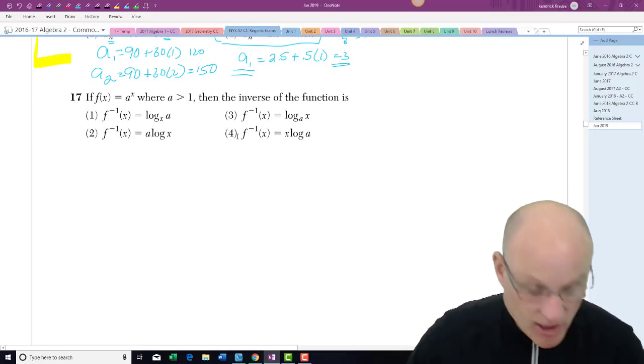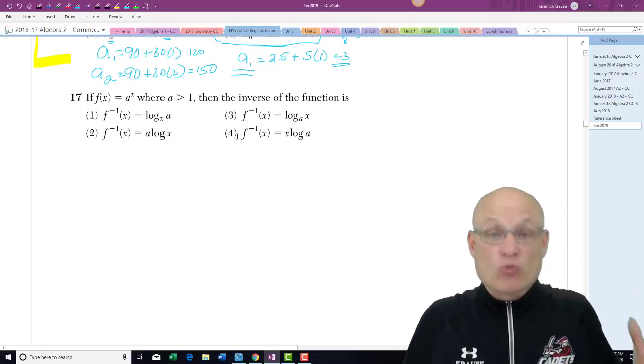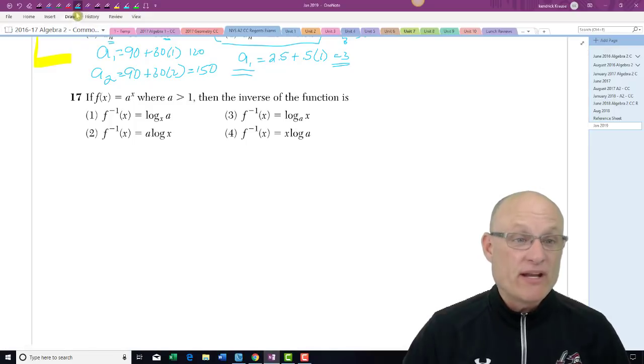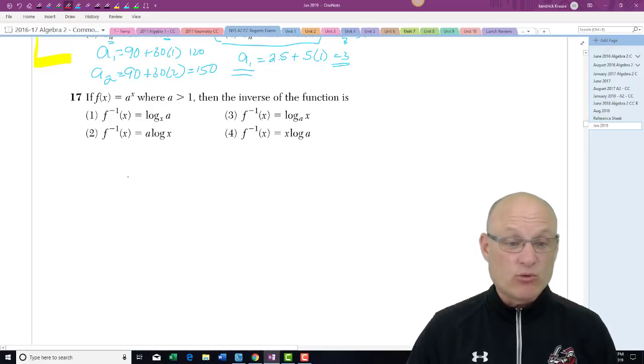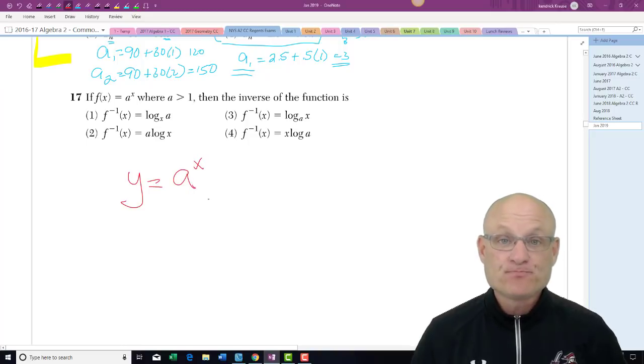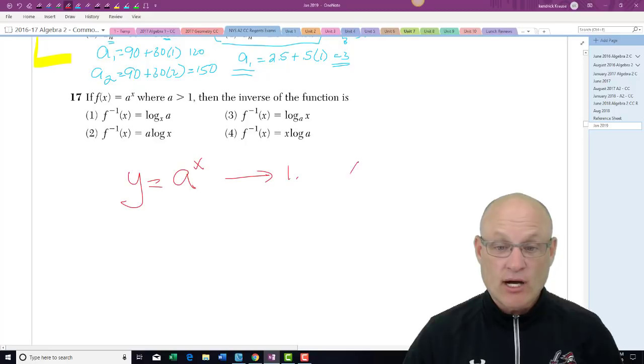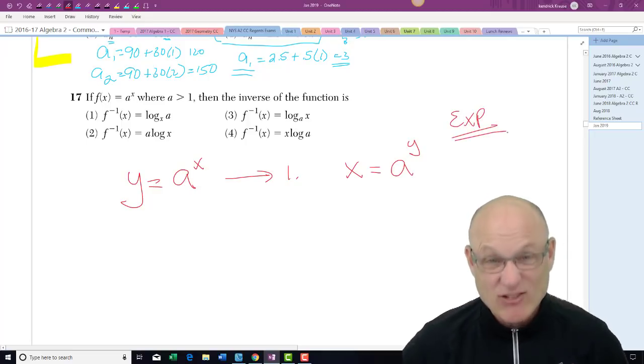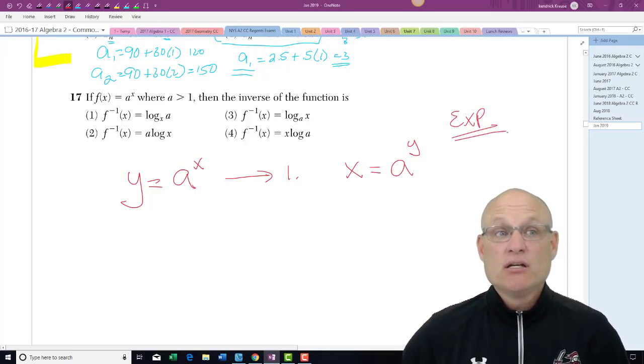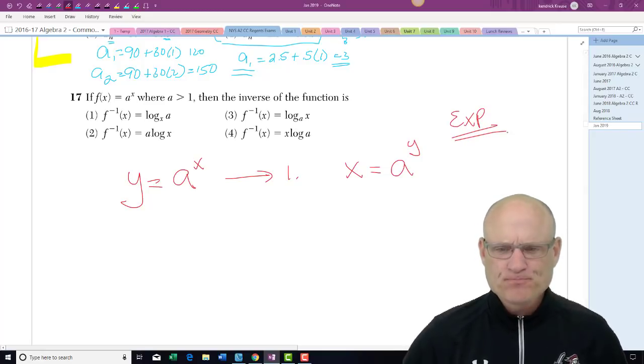Inverses. All right, let's talk about inverses. We're going to do this the right way, and then we're going to do it the wrong way. Now, the right way is a joke. Really, really, really fast. I'm going to write it as y equals a to the x. Now, to find the inverse, your first step is to switch x and y. So we're going to say x equals a to the y. Now, this is an exponential equation, or function.